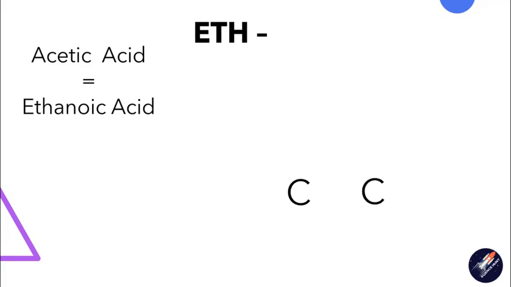Now the next part, that's the ane. And the ane suffix means that it will be a single bond. So let's draw a single bond between the two carbon atoms. Okay. Now, this carbon atom, tell me how many electrons it has been. Yes, that's right.